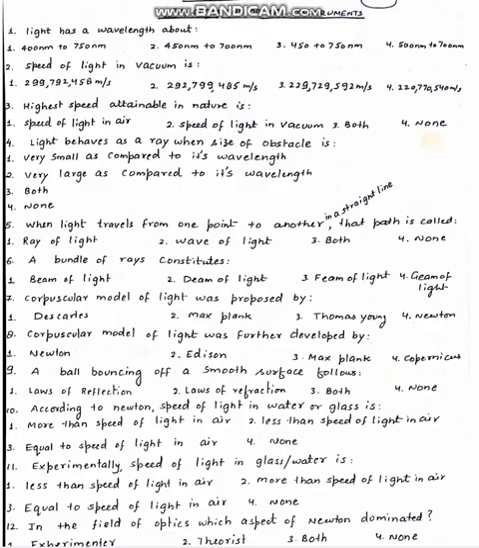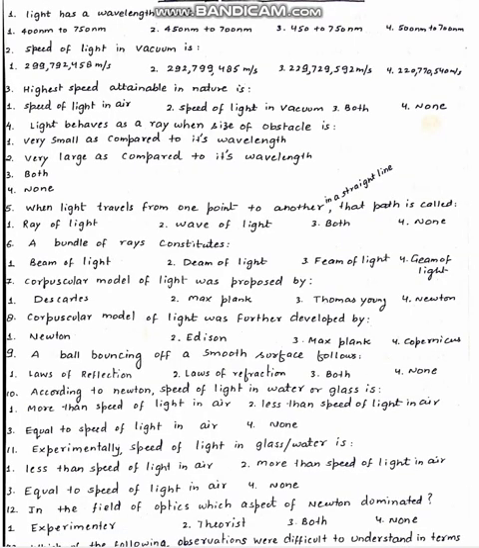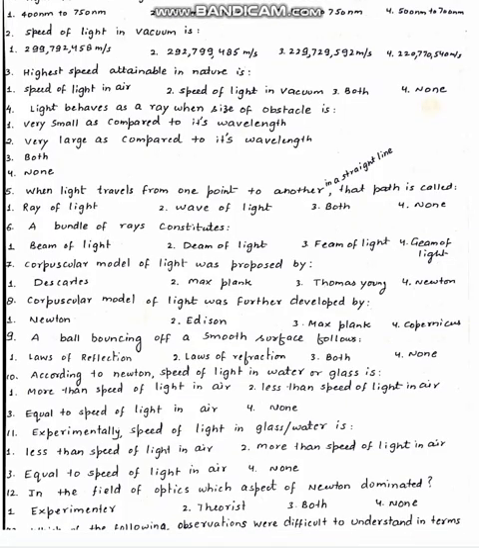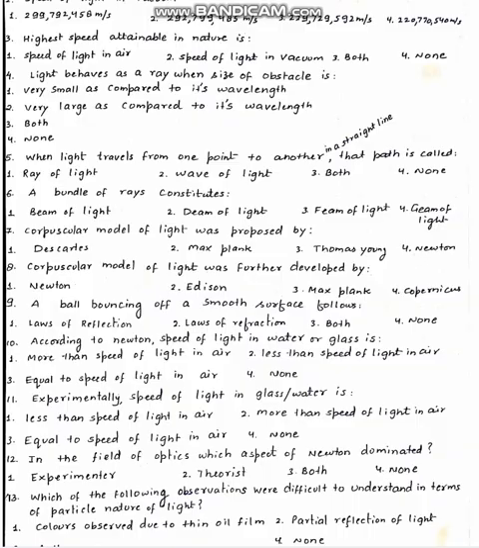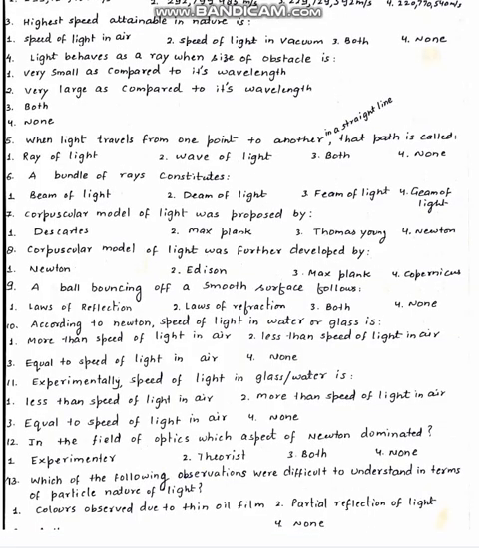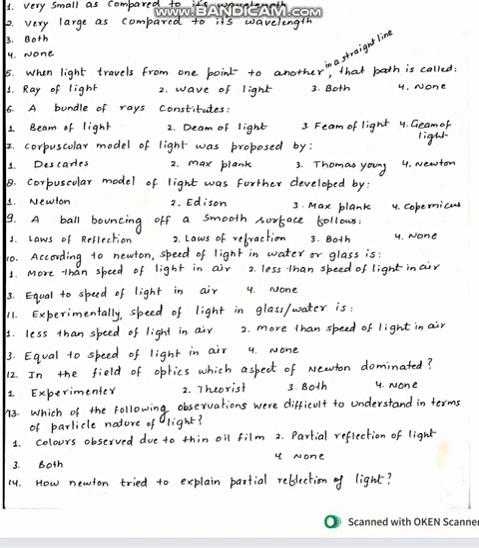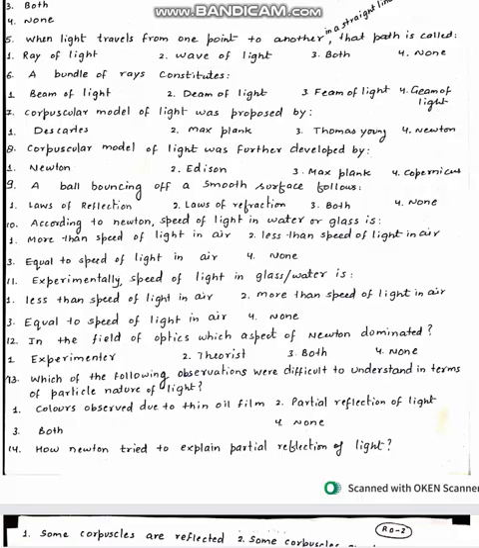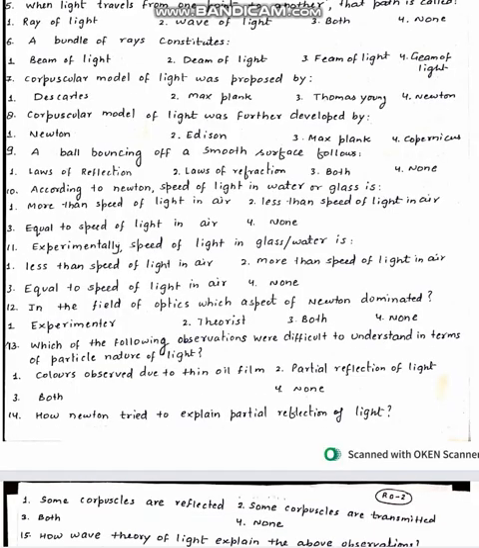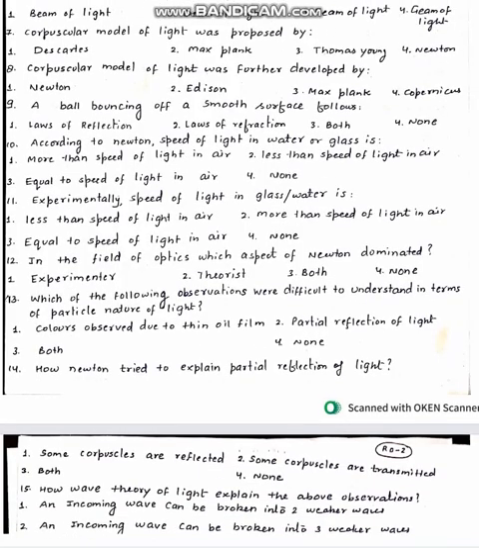Let's discuss NCERT questions. The chapter is ray optics and optical instruments. So we have questions about wavelength of light, then its speed in vacuum, highest speed, its behavior as a ray, then the path of the light ray, bundle of rays, corpuscular model, then we have Newton's corpuscular model, comparison of speed of light in water or glass.